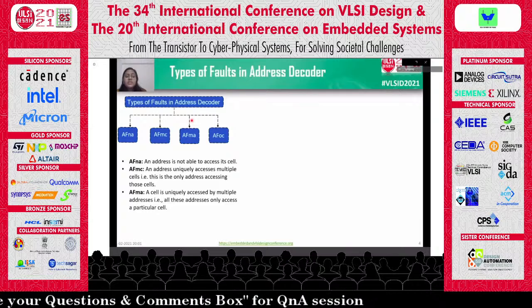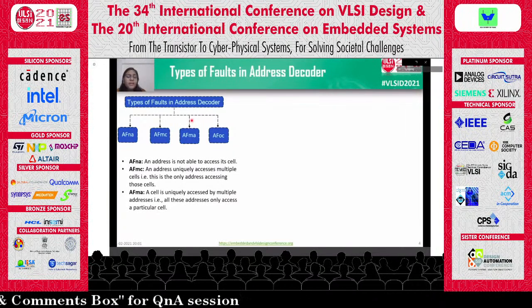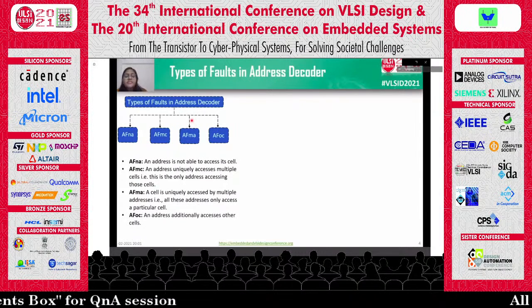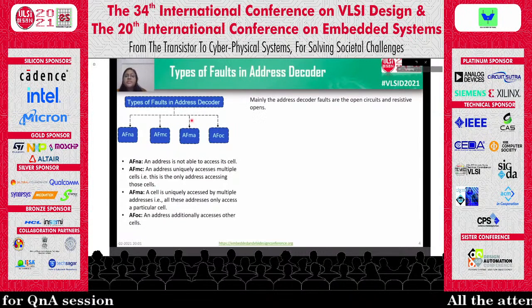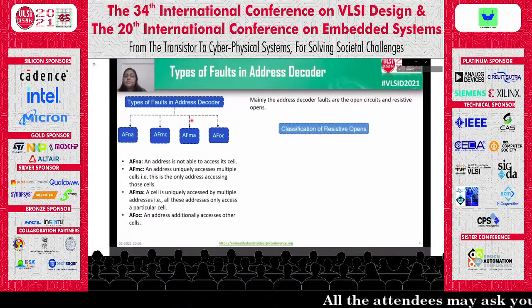AFMA is where a cell is uniquely accessed by multiple addresses. That is, all these addresses only access a particular cell. AFOC is where an address additionally accesses other cells. Mainly, the address decoder faults are the open circuits and the resistive open.